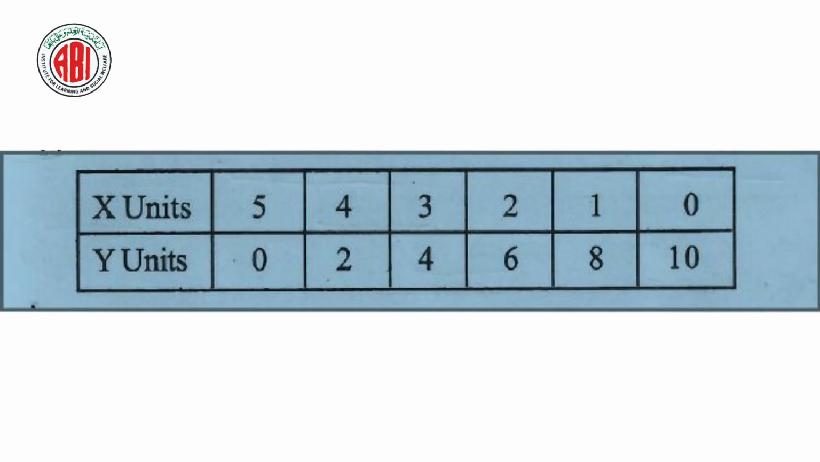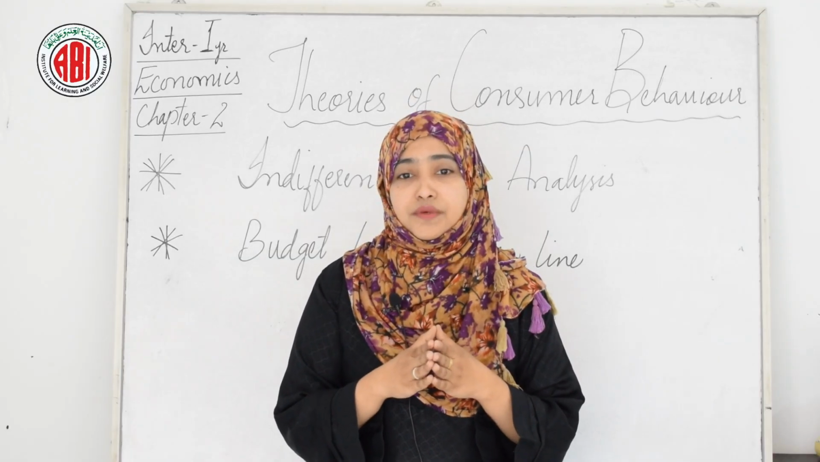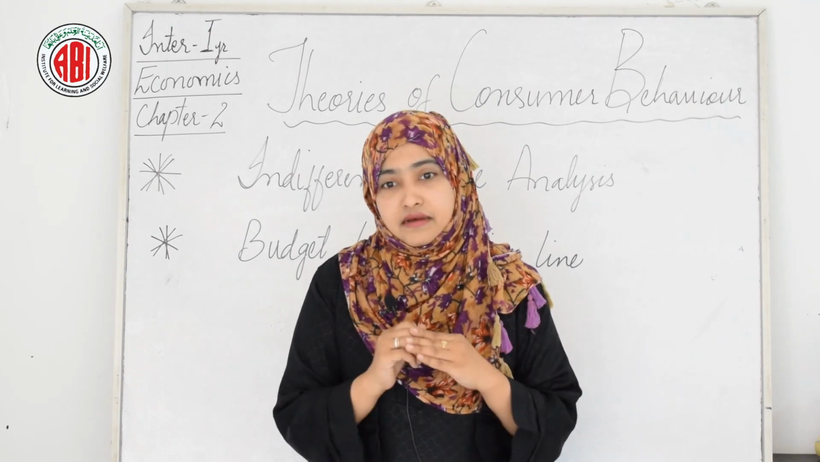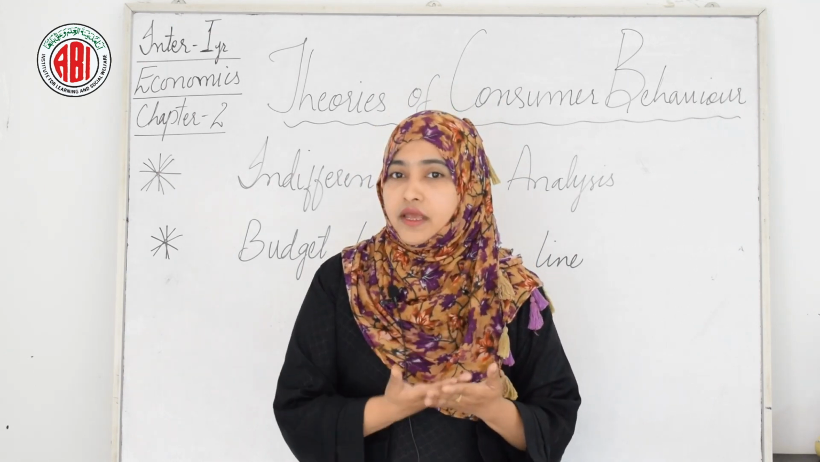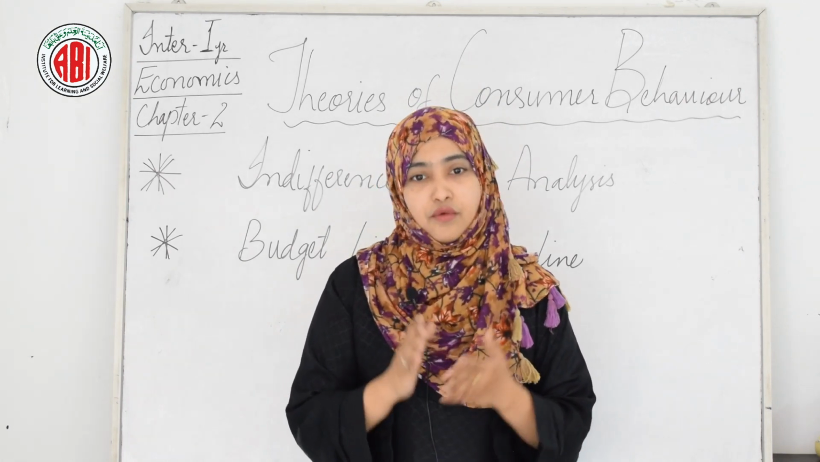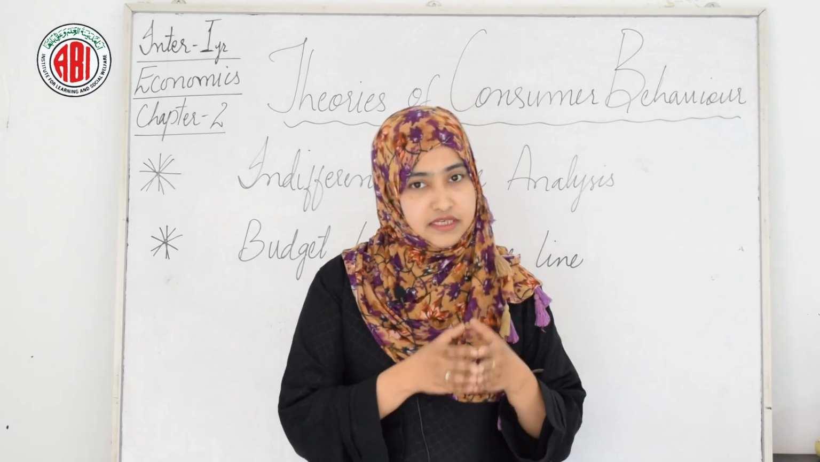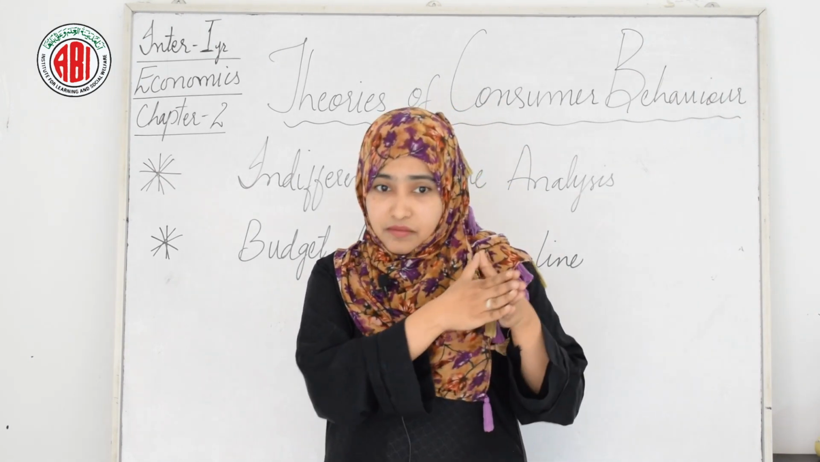The example is, just imagine and suppose that the consumer has rupees 100 as his income to buy two goods, that is X and Y. Here the prices of X and Y are rupees 20 and rupees 10 respectively. Just suppose. So this will be the table.